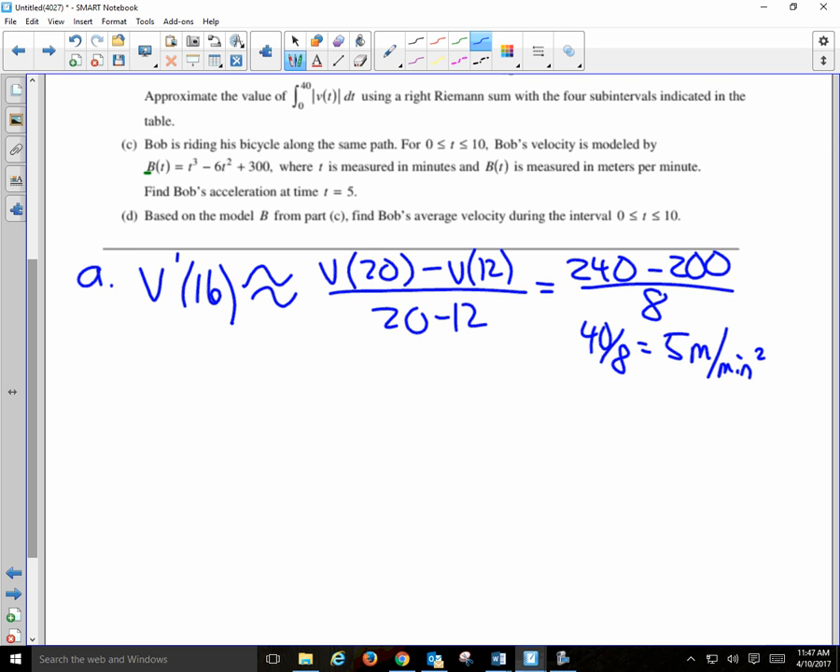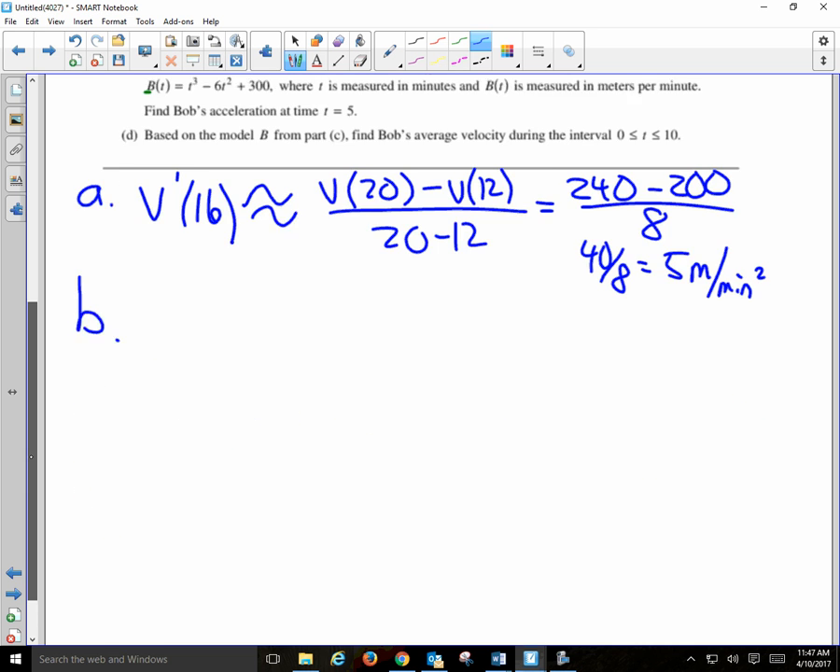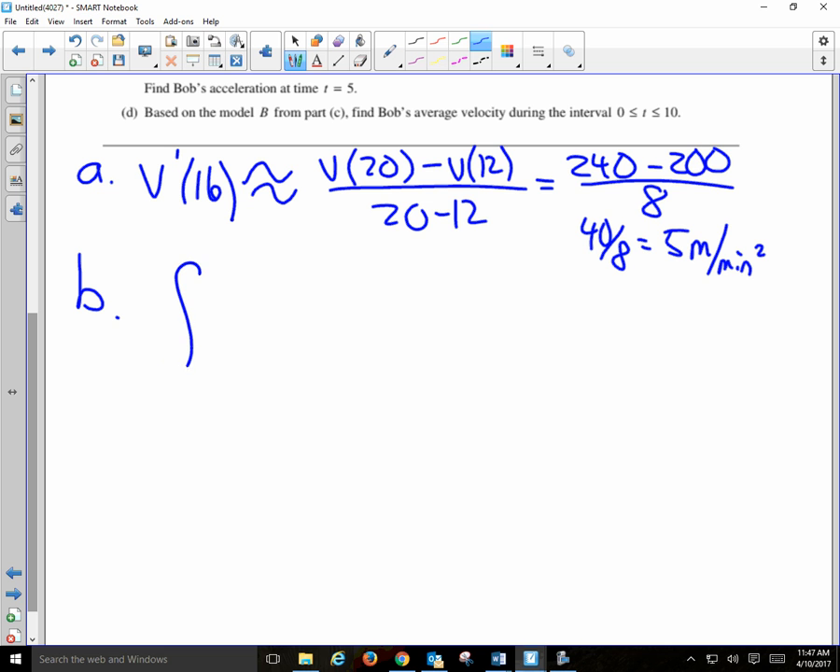Problem B. This is one I expect everybody on the AP exam to get correct. It says, using correct units, explain the meaning of the definite integral from 0 to 40 of the absolute value of V of t dt. What is that? Total distance. Good. Now let's make sure we can get all the points, because this is where I got a couple points wrong when I was first trying these problems.